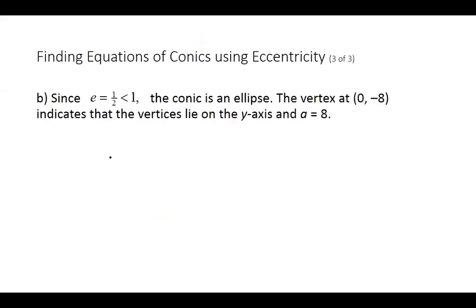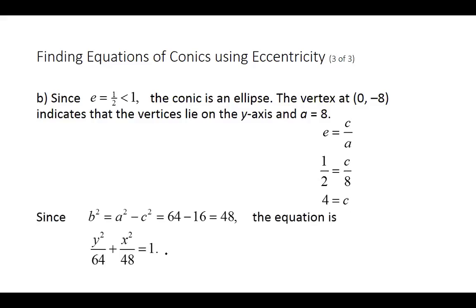For part B, since e is 1/2, less than 1, we know we're looking at the ellipse. The vertex would be at (0, -8), indicating that the vertices lie on the y-axis, and a is equal to 8. So I can look for the formula again. E is equal to c over a. E is 1/2. I know what a is. I can solve for c. Then I know b squared is equal to a squared minus c squared for the ellipse. From there, I can solve for b and have all the information to write the equation of the ellipse now. Y squared over 64 plus x squared over 48 equal to 1.